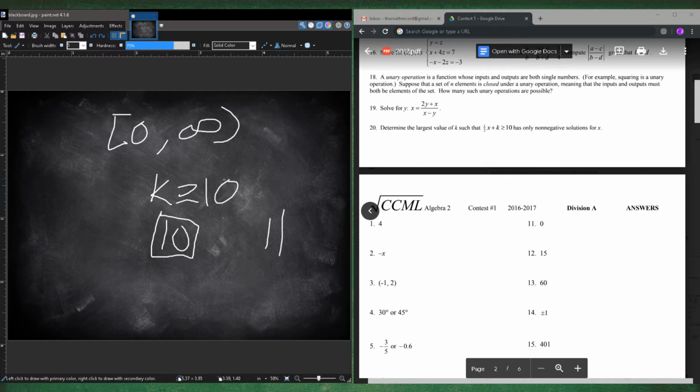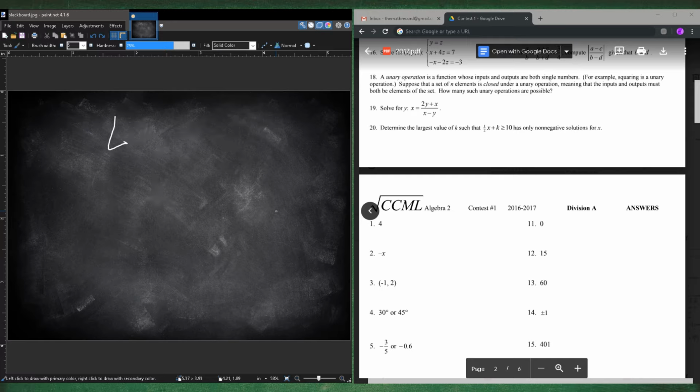You could also just start testing points anyway. If you get k is greater than or equal to 10, you test number 9, number 10, and see if there are possible negatives. That's a way to check your answer. But it's basically simple. It's just 10.